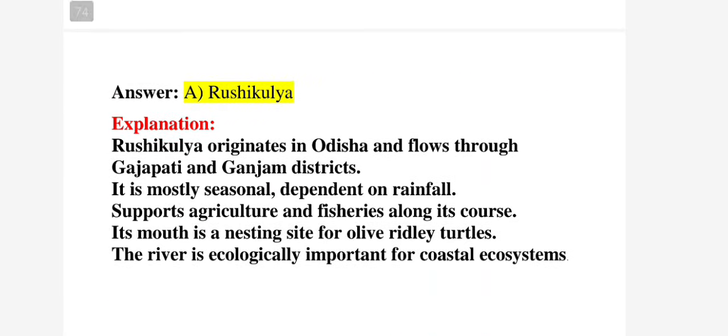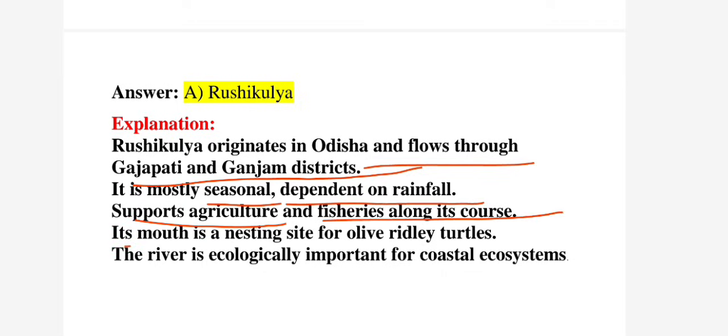Look at this. Rusikulya originates in Odisha and flows through the Gajapati and Ganjam districts. It is mostly seasonal, dependent on rainfall. It supports agriculture and fisheries along its course. It is a nesting site of olive ridley turtles. This river is ecologically important for the coastal ecosystem.